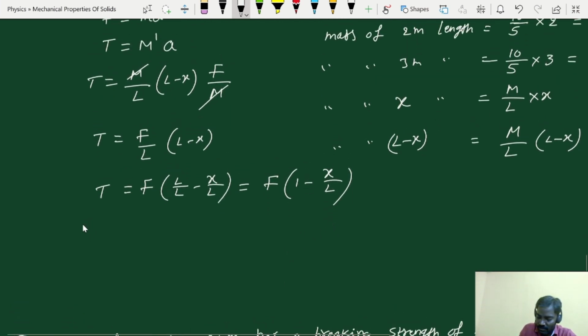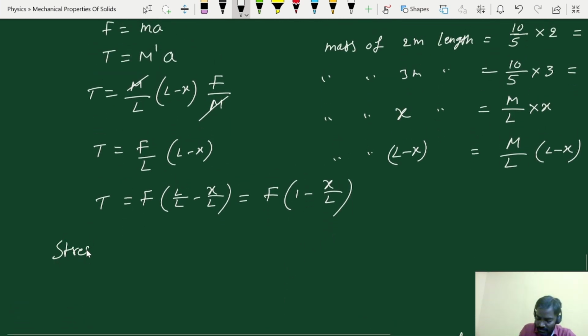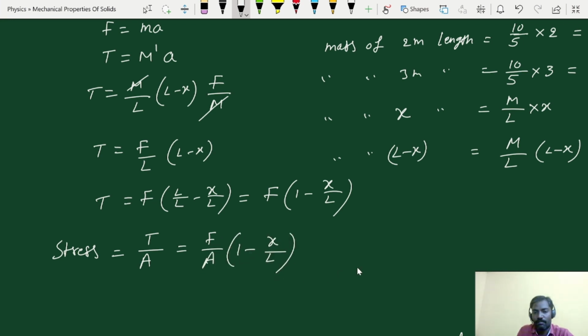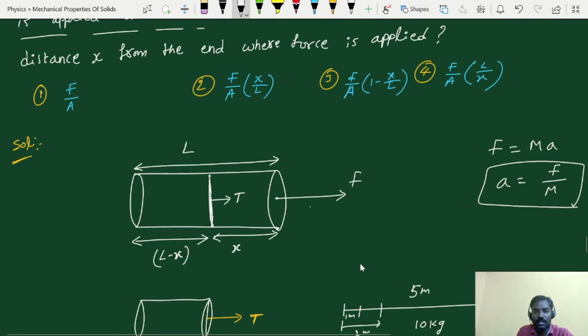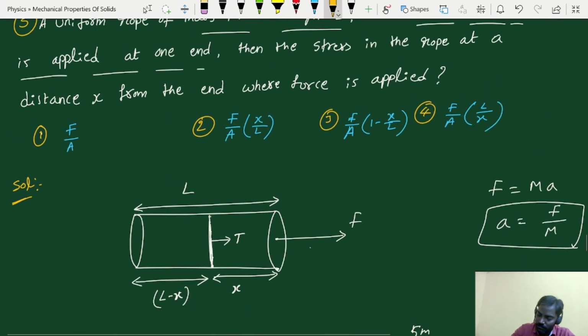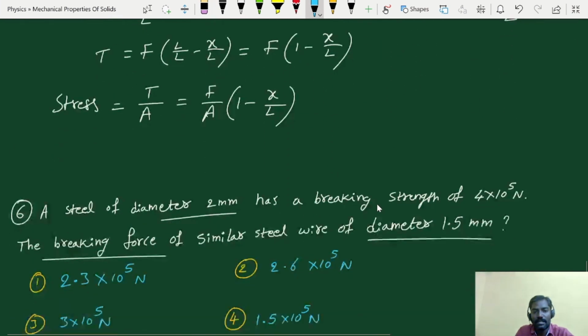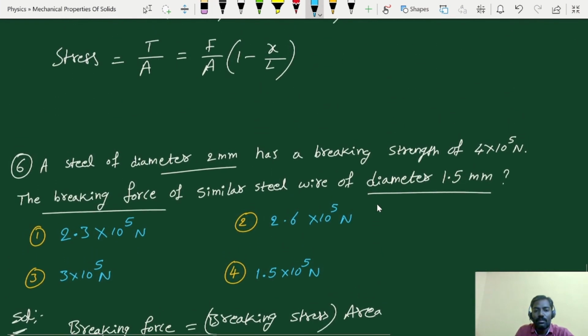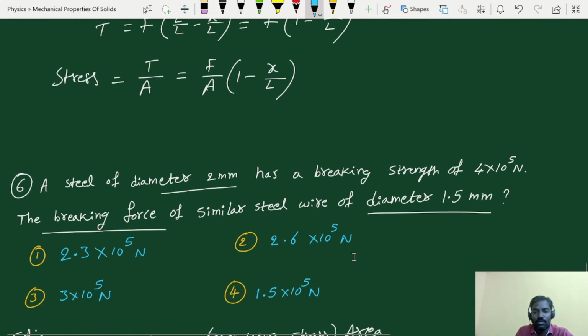The required stress at a distance x from the point where the force acts is equal to T by A, that is F by A into 1 minus x by L. So the suitable option is option 3, F by A into 1 minus x by L. So now let us move on to the next question. First, pause the video and try this question from your end. Sixth question.